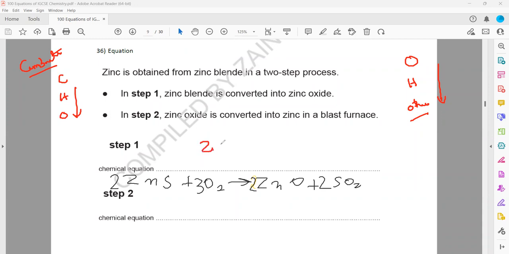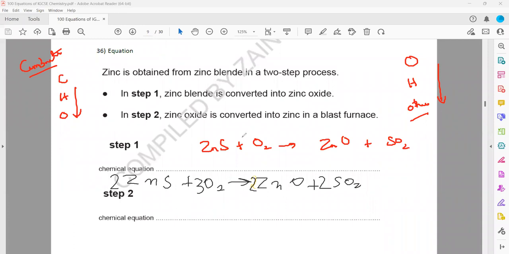So here the equation was: first we complete the product. Zinc sulfide reacting with oxygen will form zinc oxide plus sulfur dioxide. Then the second part is balancing. The first part is completing the product correctly, and the second part is balancing the equation. So you start with oxygen, followed by hydrogen and then other elements. But in this equation, the student already balanced it.